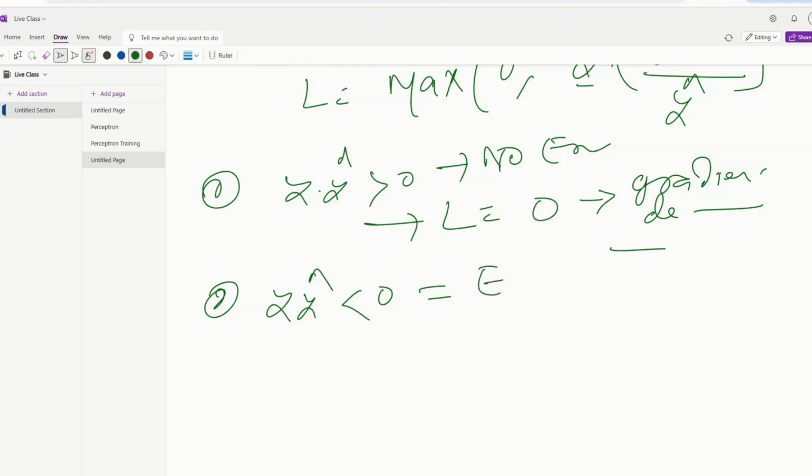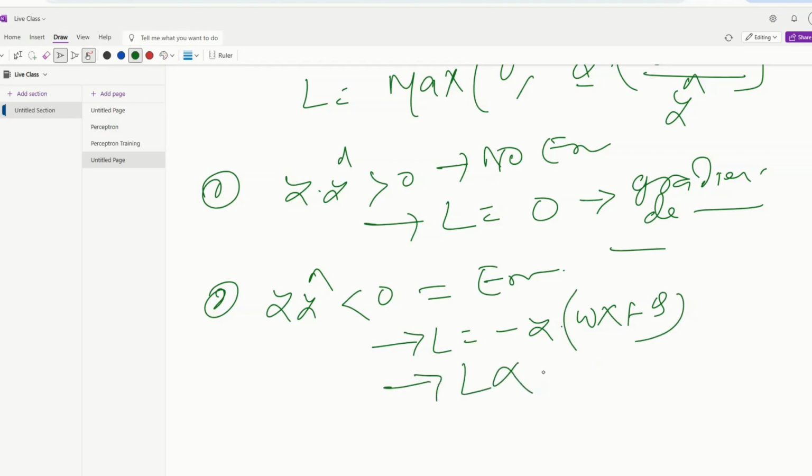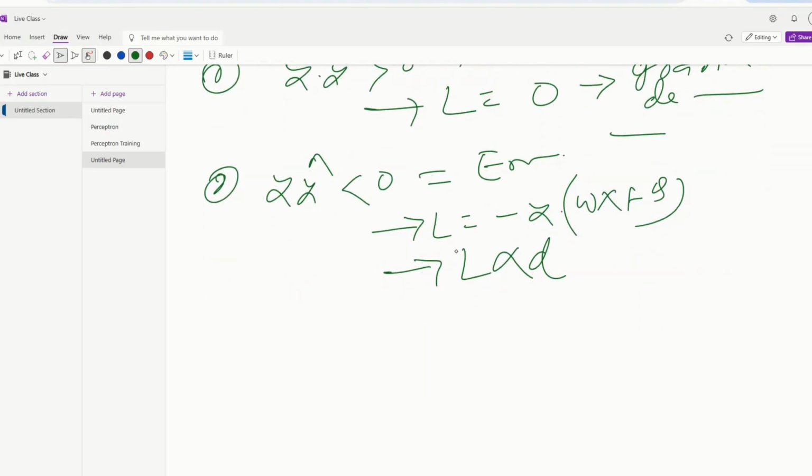It's an error case. Okay, and in the error case, the loss function is written like this: L is equal to minus y into (w x plus b). This is my loss function. Okay, and the loss function is also directly proportional to d. I mean, if the points are very far away, there will be more penalty.